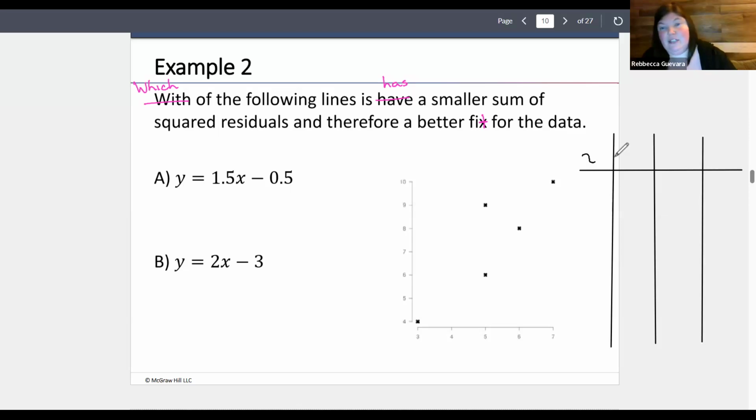So we have X, we have Y. We want to find Y hat, and we want to figure out what the difference between Y and Y hat is. So if we look at my data points, I have a data point here at 3, 4, a data point here at 5, 6, a data point here at 5, 9, a data point here at 6, 8, and a data point here at 7, 10.